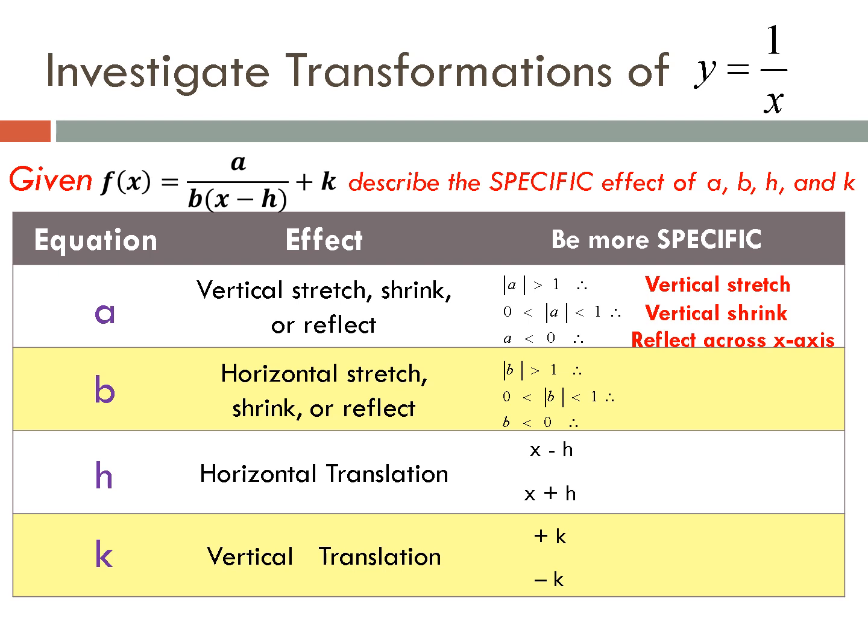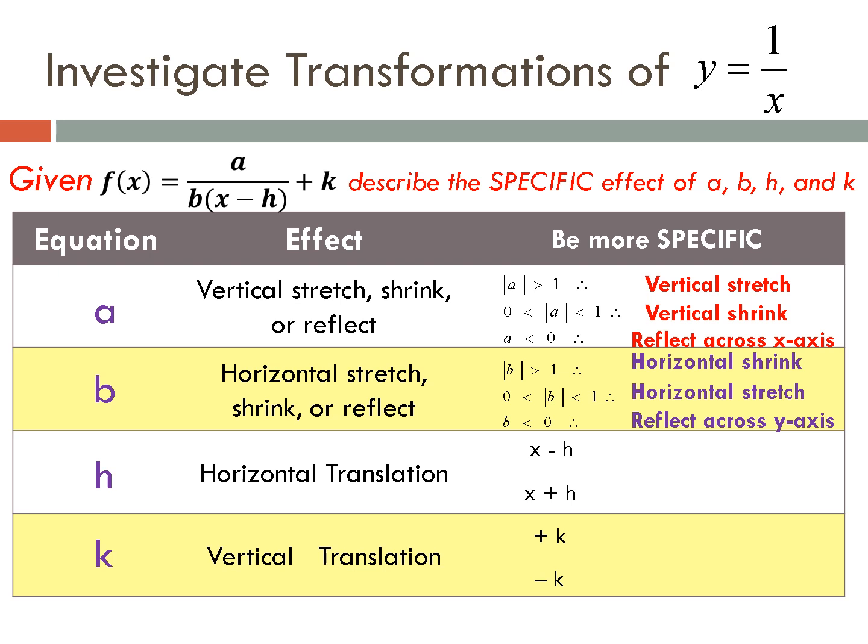Now, B does the same thing, just affecting the horizontal movement. So if the absolute value of B is greater than 1, that's going to be a horizontal shrink. If B is between 0 and 1, that's going to be a horizontal stretch. Again, we use absolute value bars because we want you to just look at the value, not whether it's positive or negative.